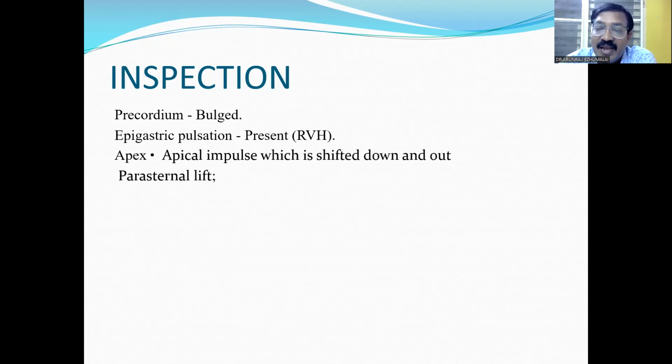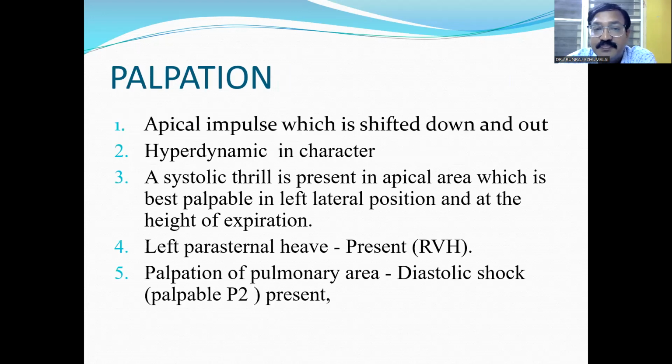So when there is LVH, the apical impulse will be shifted down and outwards. When it is RVH, it will be shifted outwards. What happened here? It is commonly LVH. So the apical impulse will be shifted down and outwards. A parasternal lift may be there. On palpation, we can confirm the apical impulse that is shifted down and outwards.